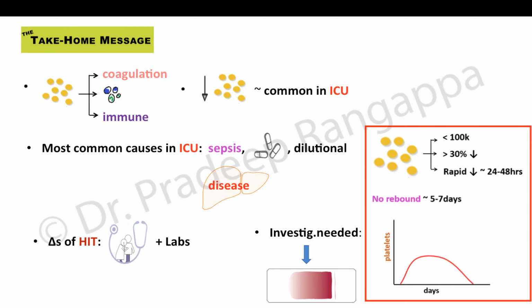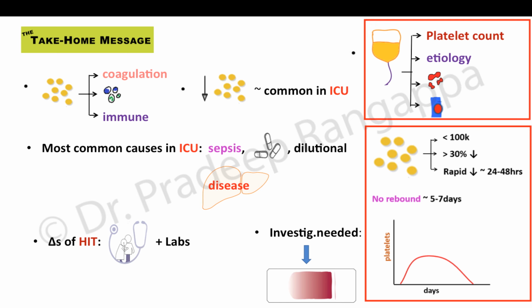So investigations, as I showed in that algorithm, I think it is extremely important that you remember that. Investigation starts with a peripheral smear. We need to investigate low platelets when your platelet count is less than 100,000 or there is more than a 30% drop, or when there is a rapid drop in 24 to 48 hours, or where there is no recovery in 5 to 7 days, or where the platelet count has improved and then again drops. I think these are the clinical situations that would mandate investigations.